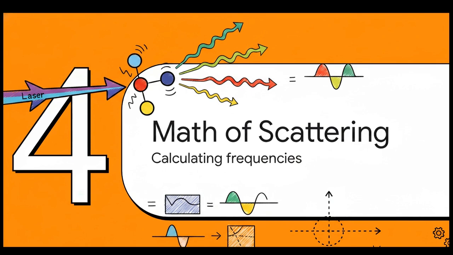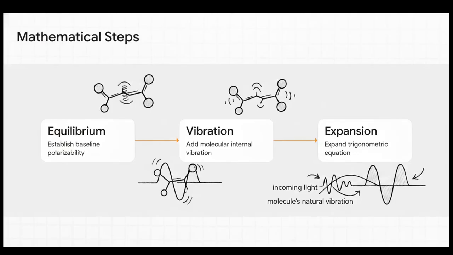So we've got a molecule dancing to the laser's rhythm. Let's move to section 4, the mathematics of scattering. Don't worry, we're going to keep this highly conceptual. The progression here works in 3 really logical steps. Step 1, we establish the molecule's baseline squishiness, its equilibrium polarizability. But molecules aren't just frozen in place, they naturally vibrate all on their own. So for step 2, we add the molecule's own internal vibrational frequency into the mix.